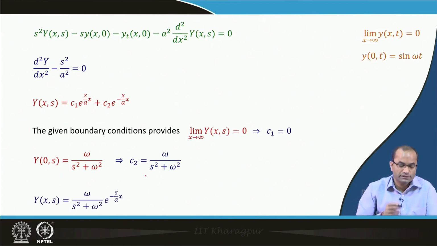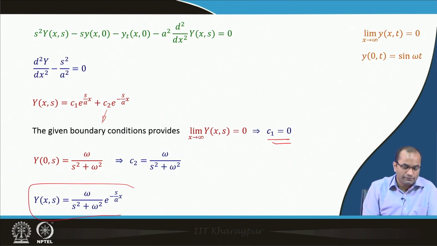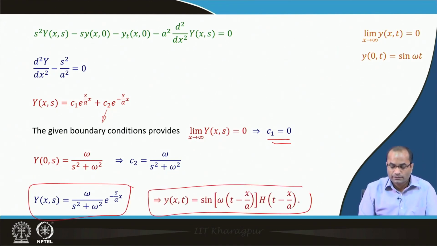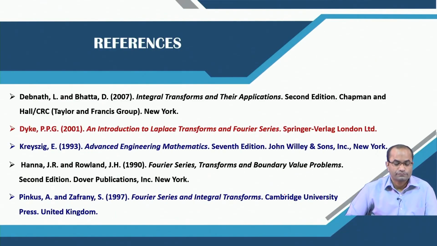So, c 1 and c 2 can be substituted in this equation. c 1 is 0, so only c 2 will survive, and then we can go for the inverse Laplace transform to get y x t equal to sine omega times t minus x over a. That is the shifting theorem we have to apply here to get this solution.